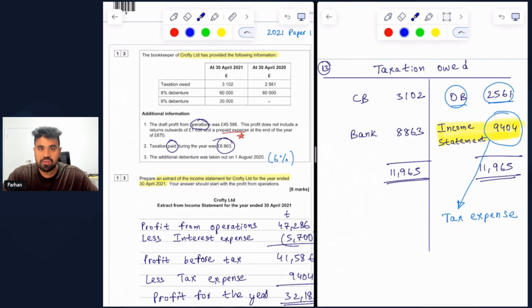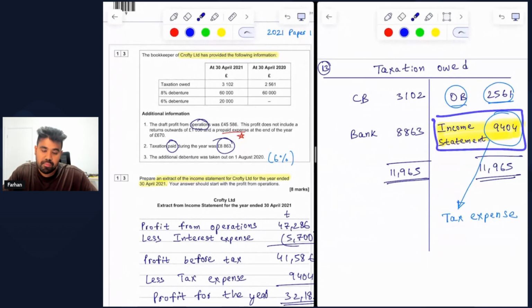Also think about this from another perspective. You see how this amount for tax expense is shown on the credit side of the taxation liability account. Why is this shown on the credit side? This is because if we owe more taxes to the government, then that's going to increase our liability.